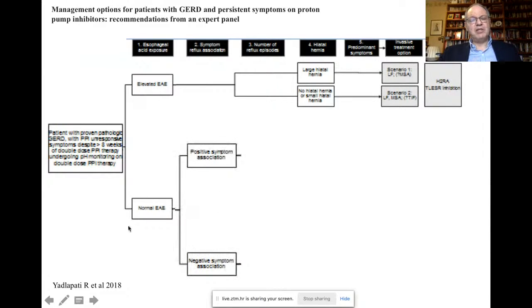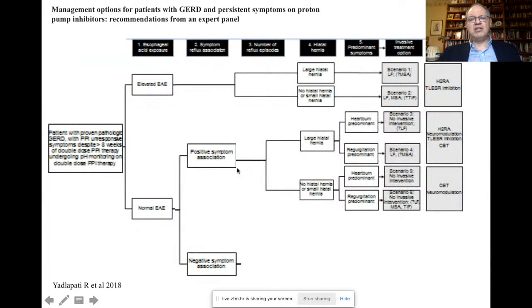In contrast, if the patient has a normal acid exposure, here we are dealing with two possibilities: positive symptom association, which is a reflux hypersensitivity, or negative symptom association, which is a functional heartburn. In the positive symptom association, again, you look at the presence of large or small hernia. The type of symptom is predominant heartburn or predominant regurgitation. In general, the predominant regurgitation will respond better to laparoscopic fundoplication, and this is the same in patients without hernia.